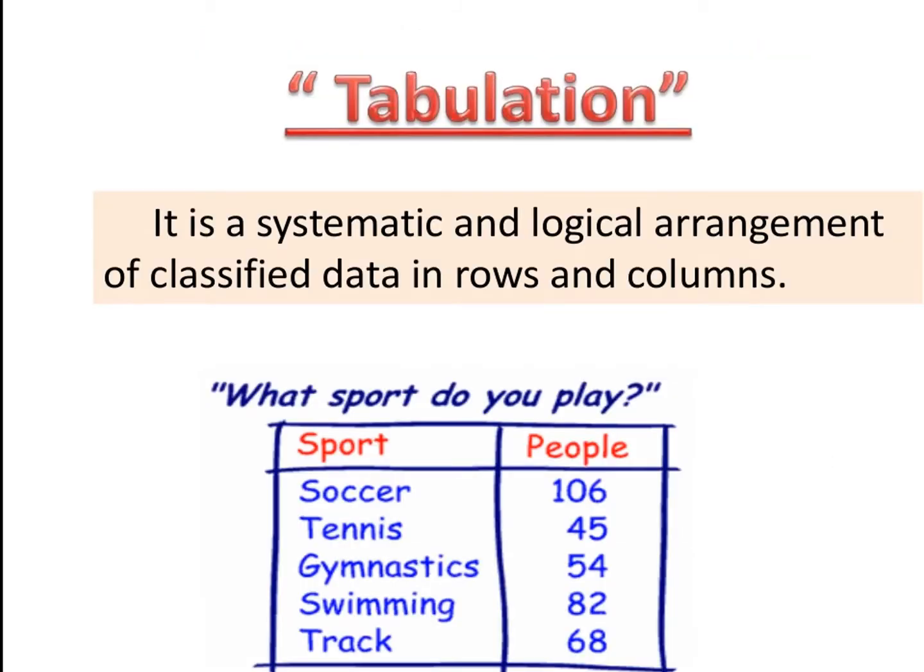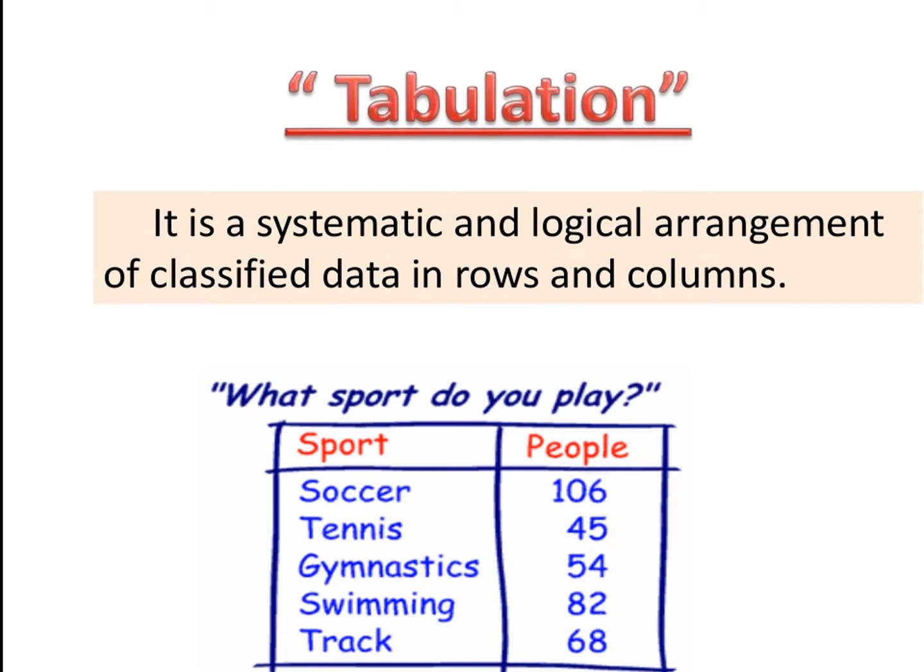Now, let us learn about tabulation. What do we mean by the word tabulation? Tabulation is a systematic and logical arrangement of classified, that is organized, data in rows and columns. As you can see, a table is presented over here which indicates what sport you play. The first column indicates sport and the second column indicates the number of people. So through this tabulation, you are able to understand how many people are playing soccer, tennis, or gymnastics, etc.